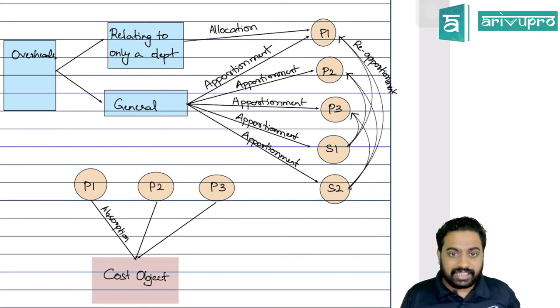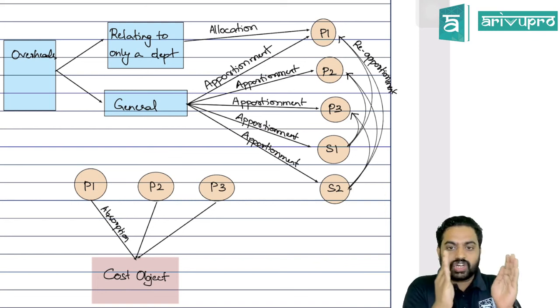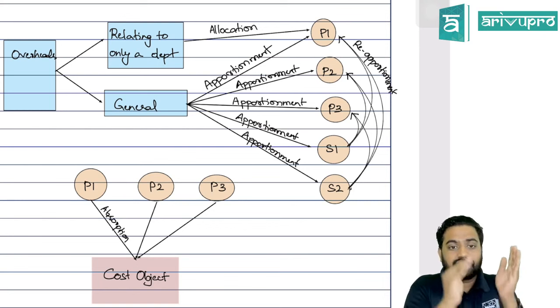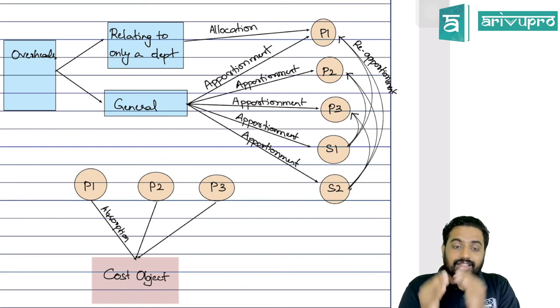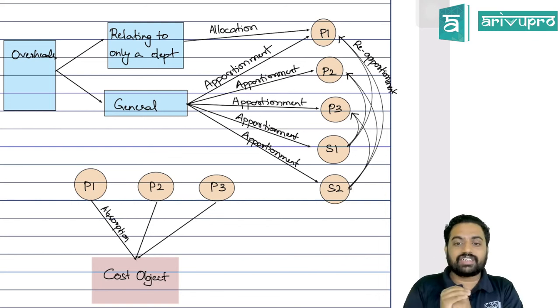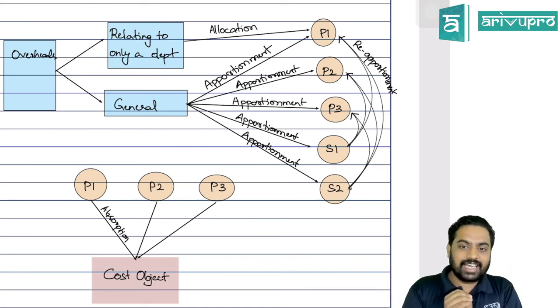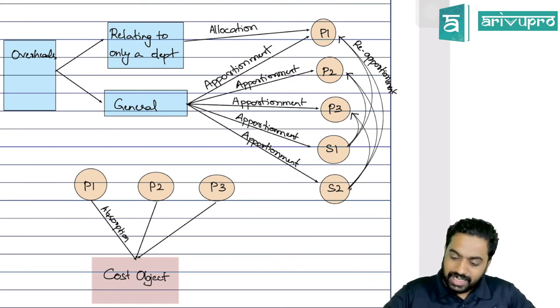After reapportionment, we will get to know how much is the indirect cost, or how much is the overheads of each production department, that we are going to absorb, or that we are going to recover from the final cost object or a final unit. That thing is called absorption.